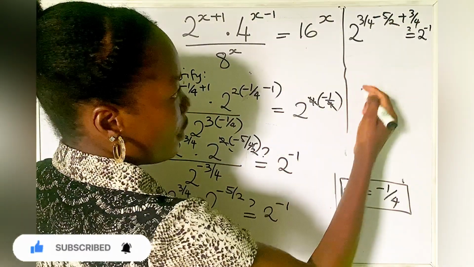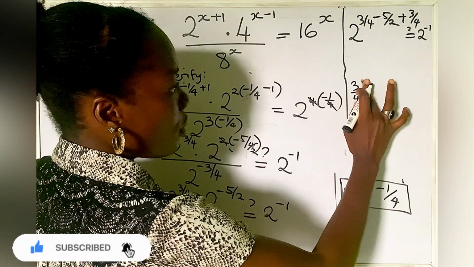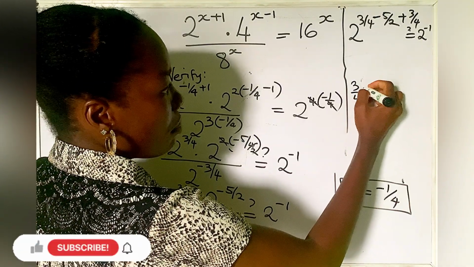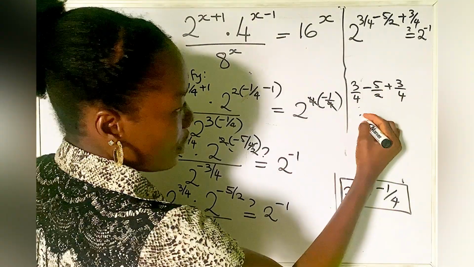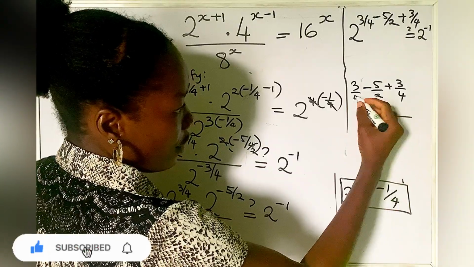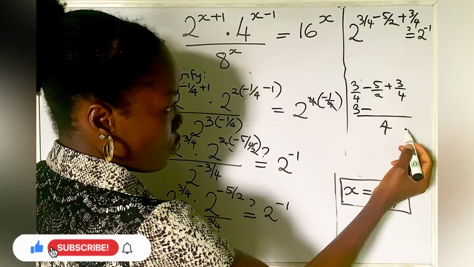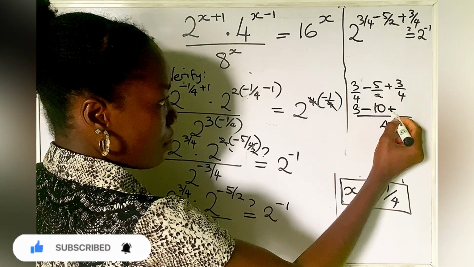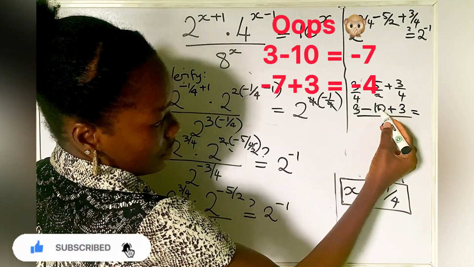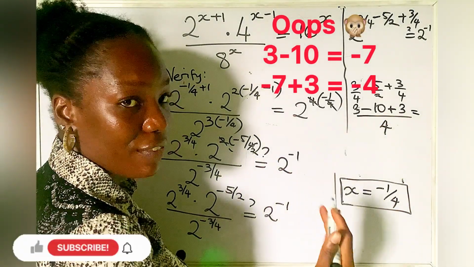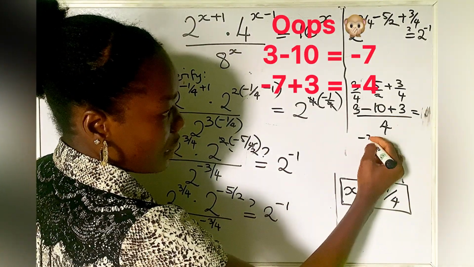Okay, so now let's solve the fraction. We have 3/4 minus 5/2 plus 3/4. Now, look for the LCM. The LCM here is 4. 4 into 4, 1, 3 times 1, we have 3, minus 4 into 2, we have 2. 2 times this, we have -10 plus 3. So this is 6 minus 10 is minus 7. Minus 7 plus 3.